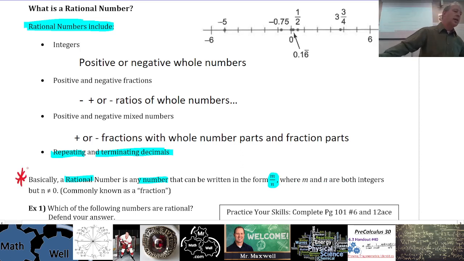Did I do blanks for you guys, or no? I don't think so. I don't think I did blanks on this one.